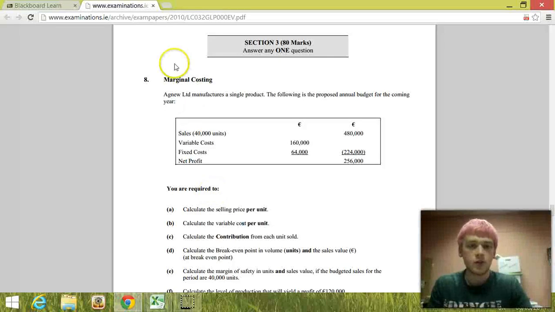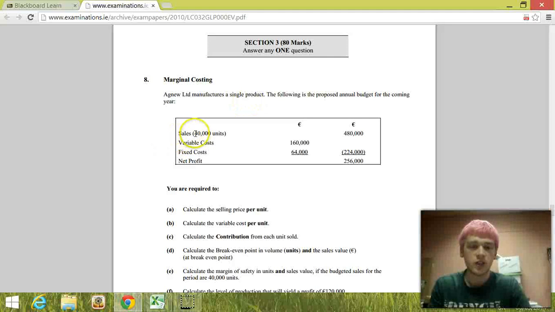Okay, and now we're going to do some CVP analysis on marginal costing from the 2010 Ordinary Level Leaving Cert Accountancy paper. So it's question 8. So let's read it. We have Agnew Limited manufactures a single product. The following is the proposed annual budget for the coming year.